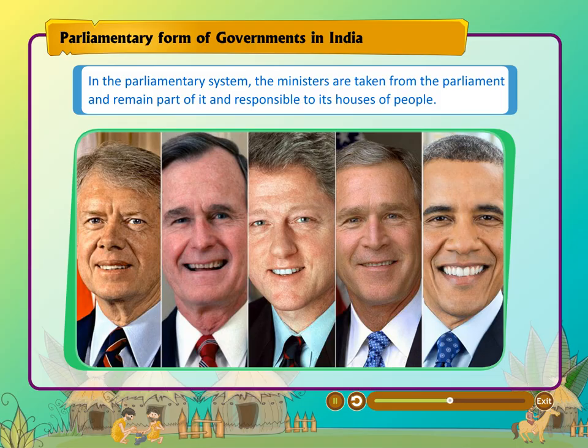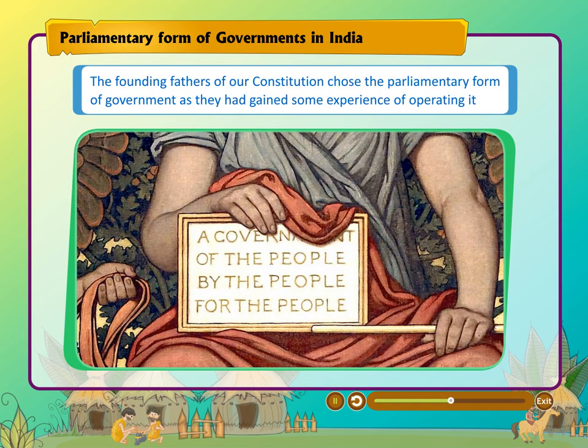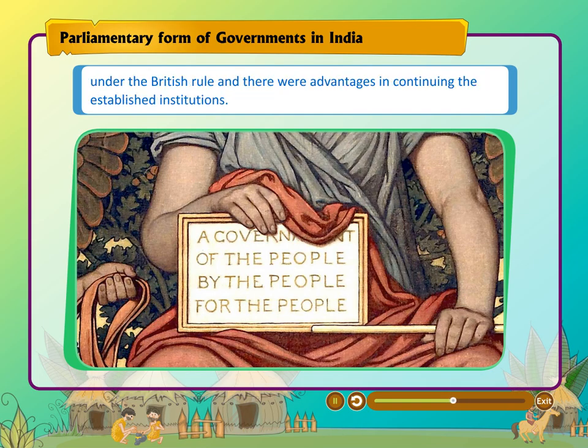houses of people. The founding fathers of our constitution chose the parliamentary form of government as they had gained some experience of operating it under the British rule, and there were advantages in continuing the established institution.